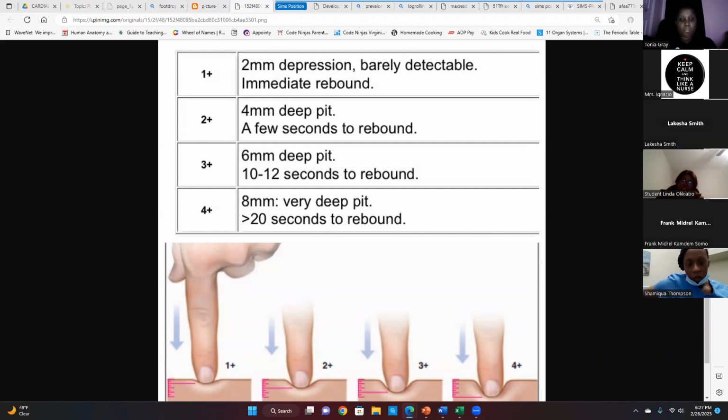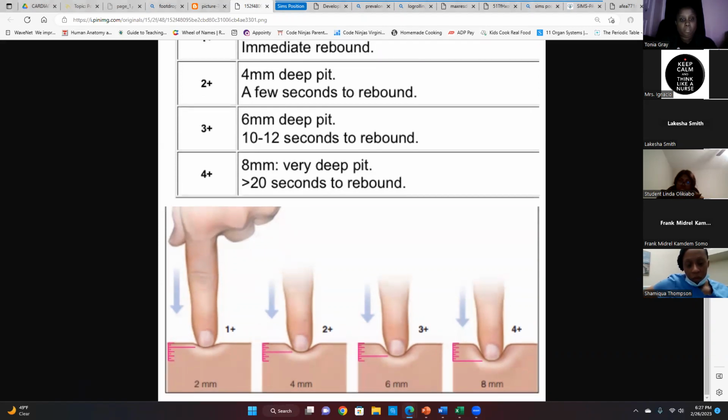If we have 2 plus pitting edema, the indentation subsides quickly and the leg is perceived as mildly swollen. Let me see if I could bring that up a little bit so you can see it. And if we have 3 plus pitting edema, the indentation remains for a short time and the leg looks swollen, right? And swollen edematous. And then 4 plus pitting edema, the indentation lasts for a long time and the leg is very swollen.